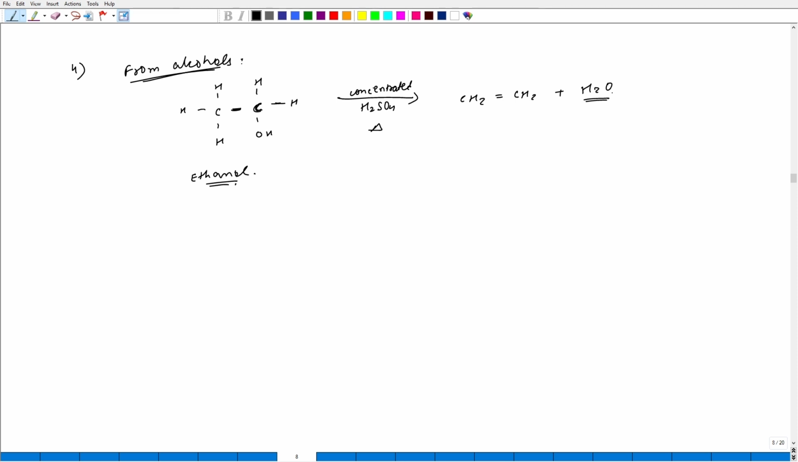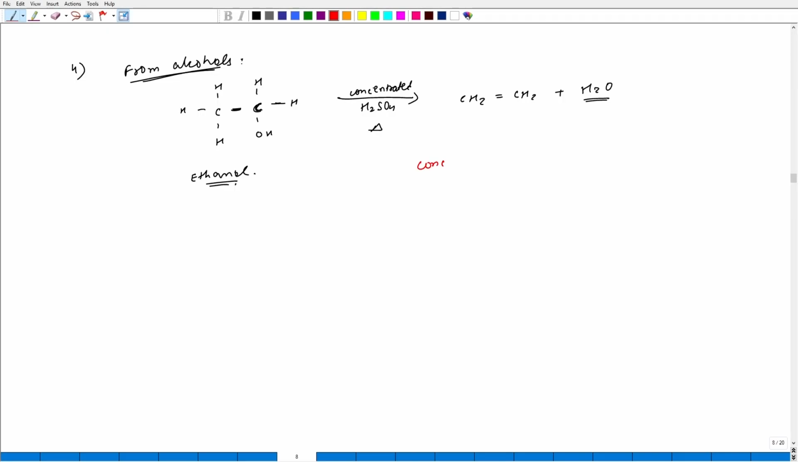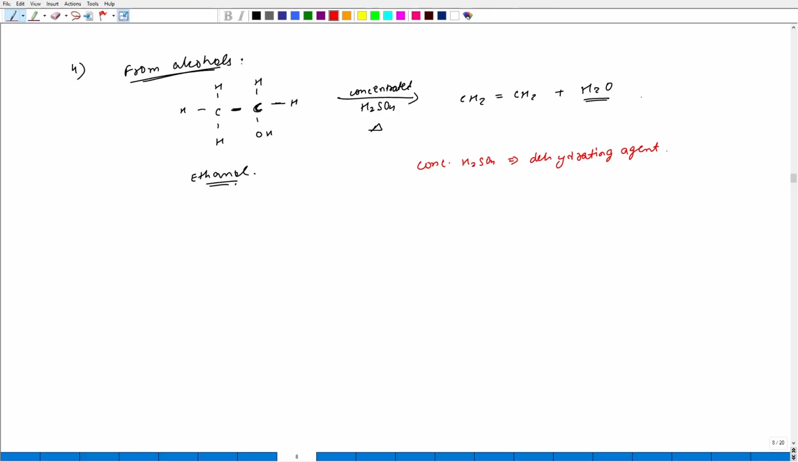How is it so? The concentrated H2SO4 is a dehydrating agent. So, what it does is, as soon as the alcohol moiety is heated and gives us the water molecule, that water molecule is absorbed by the concentrated H2SO4. So, if the concentration of the product H2O decreases, the equilibrium, that is the reaction, will shift toward the right hand direction due to the Le Chatelier principle. So, that helps.